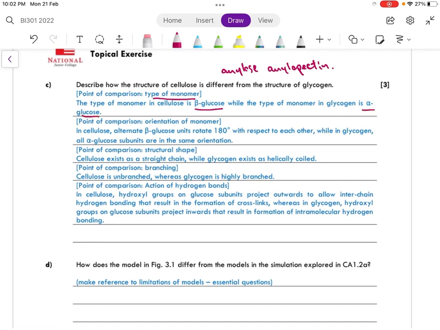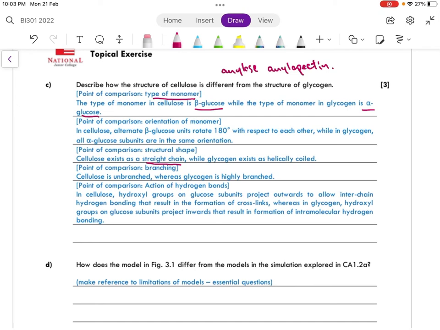Here, I'm just comparing one thing. Okay, the next point. In cellulose, alternate beta-glucose units rotate 180 degrees with respect to each other, while in glycogen, all alpha-glucose subunits are in the same orientation. Okay, so this one has to do with whether the glucose flips 180 with every adjacent glucose. Third point, cellulose exists as a straight chain, while glycogen exists as helically coiled. Next point, cellulose is unbranched, whereas glycogen is highly branched.